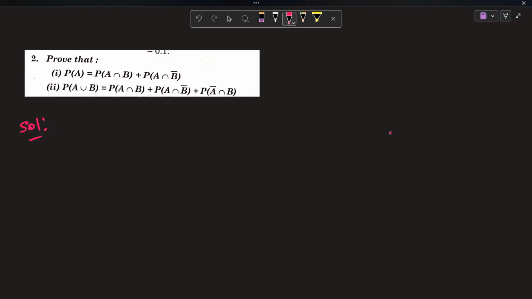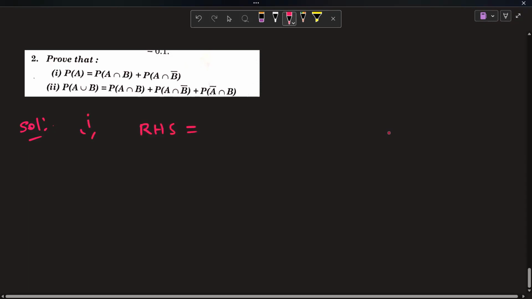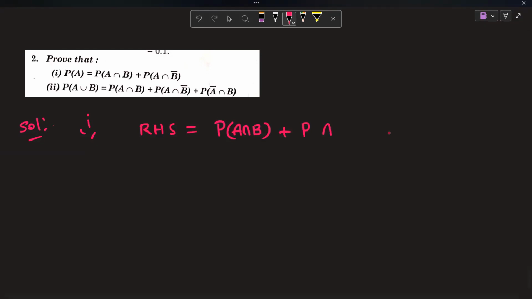Prove that P of A equals P of A intersection B plus P of A intersection B bar. So we will prove the first statement. Take the RHS part. The RHS part is P of A intersection B plus P of A intersection B bar. So P of A intersection B will be the same. Plus, what is the formula for P of A intersection B bar?